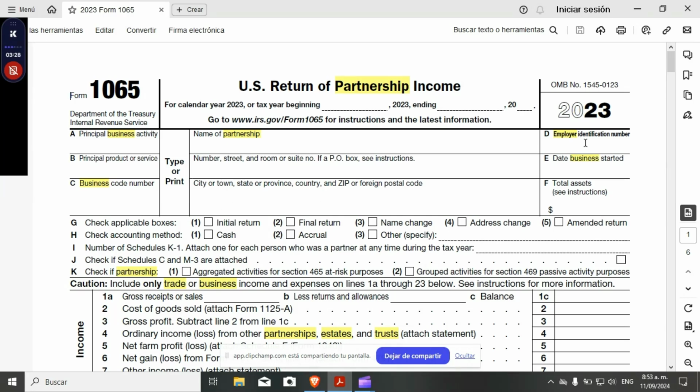Over here, again, the EIN, employer identification number, and the date the business was started. Again, you don't have an employee, that you have one, but you shouldn't because you're not the government. And the date the business started was obviously you would know. And then F, you can leave blank total assets because again, the form doesn't actually apply to you. So again, G, check applicable boxes. This is going to be an initial return.